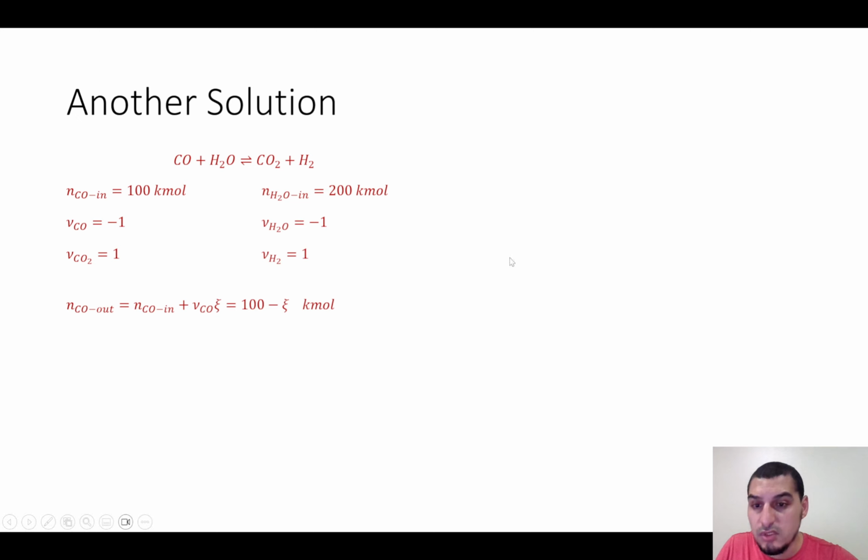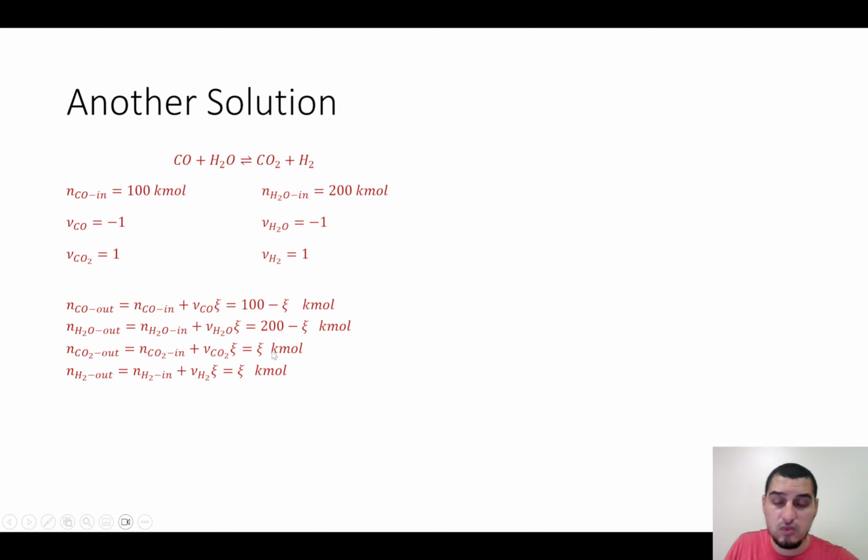So for carbon monoxide, it's going to be the number of moles of carbon monoxide N plus the extent of reaction multiplied by the coefficient. Carbon monoxide is -1 and the feed is 100, so it's 100 plus minus 1 multiplied by xi, so it's going to be 100 minus xi. For water, it is 200 minus xi. For carbon dioxide, it's going to be N, which is 0, plus 1. Because this is a product, it's going to be plus xi, so it's going to be xi, and the same for hydrogen, it's xi. And we can calculate the total number of moles, which is going to be 100 minus xi plus 200 minus xi plus xi plus xi, which is 300.